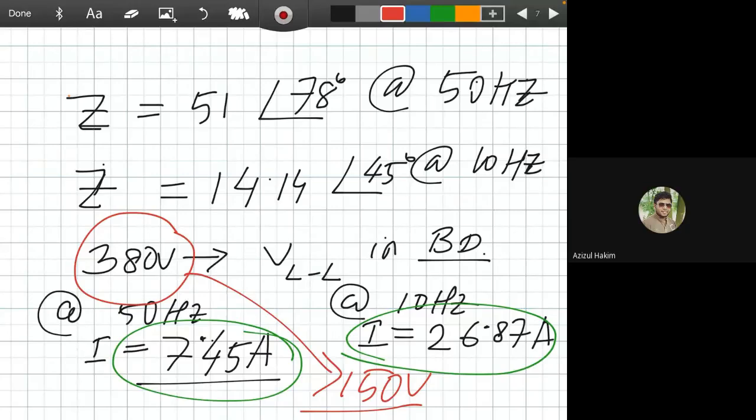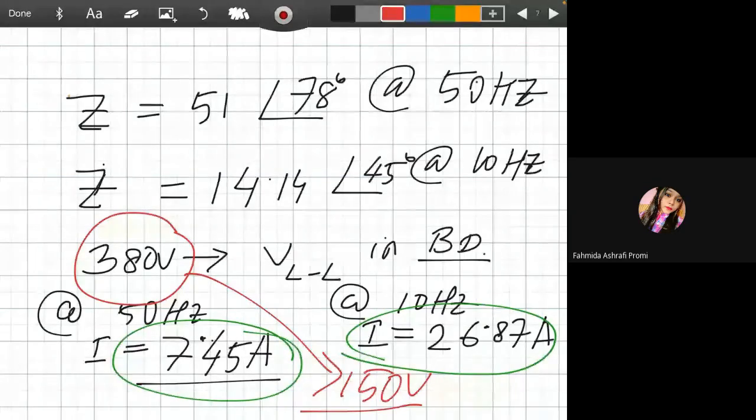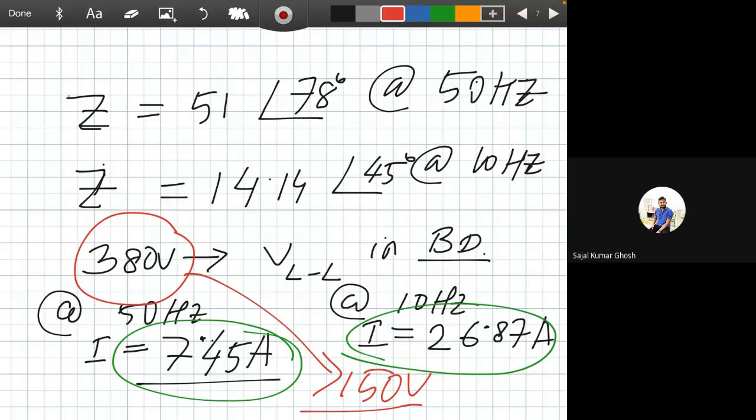Sir, 2.94 for 50 hertz. I'm not worried about 2.94 at 50 hertz. I'm worried about 10 hertz. I'm asking you to do the calculation for 10 hertz. Sir, 10.60 ampere. Good, 10.60 ampere. So it is not so high like 26 ampere.